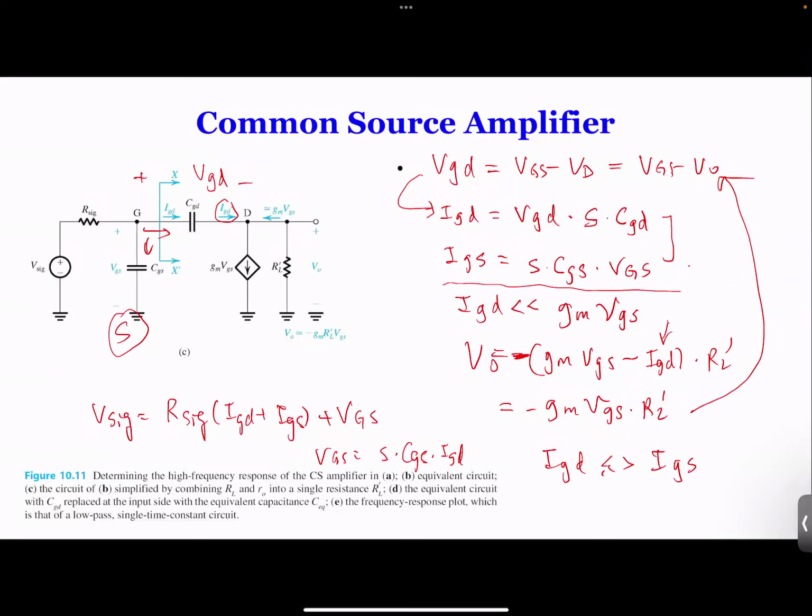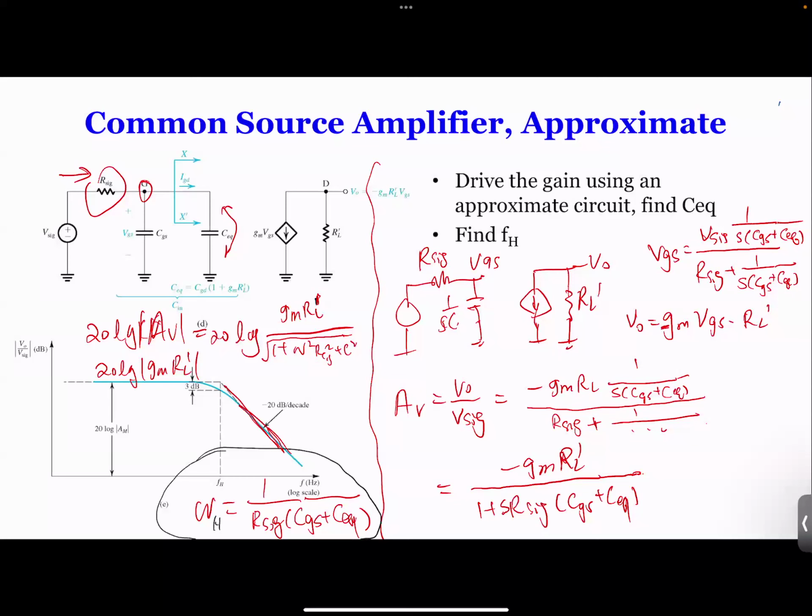Eventually, we get the gain. We calculate this Ceq by neglecting the current between these two, and we got the Ceq derived, and then we got the gain. In the gain, basically, this is the middle band gain, because when s is small, this is 0. When omega is small, this becomes 0. So this is the middle band gain.